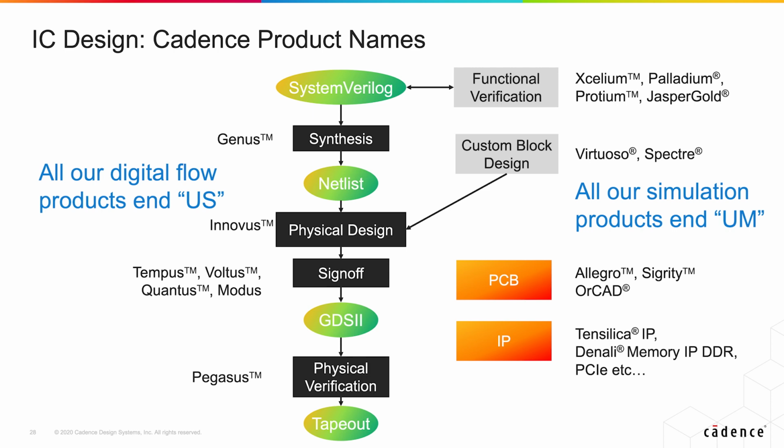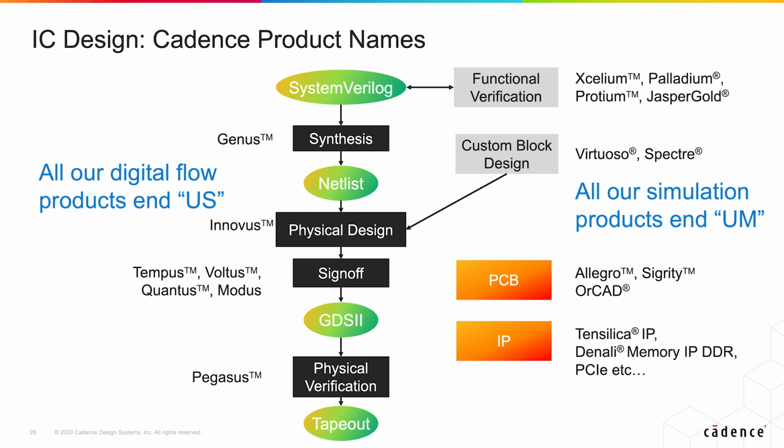And then there's another little bit called custom block design, because there are bits that we have to design by hand, and we have a tool called Virtuoso and a simulation tool called Spectre for doing that. And we also have PCB. I talked about that right at the very beginning. This is about the only place I'm going to mention it. Our PCB design tools are Allegro, Sigrity, and OrCAD.